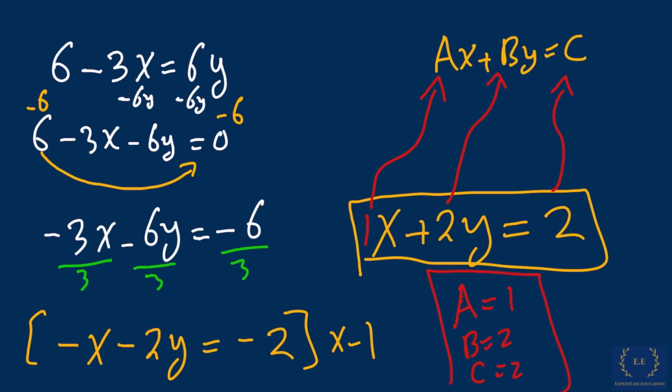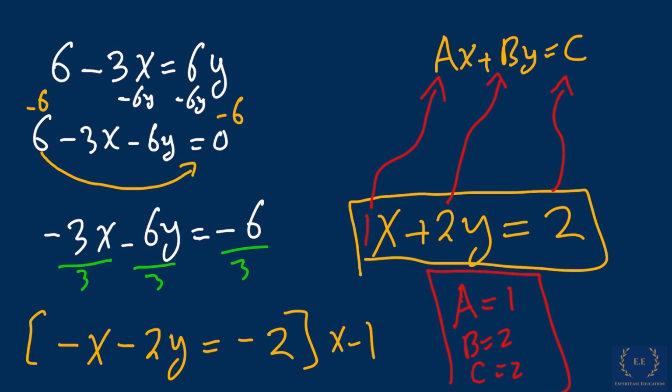Let's just simply recap the steps. I had 6 minus 3x equals 6y, and I wanted to put it in standard form. So what I've done is, I've taken the 6y to the left side, it became 6 minus 3x minus 6y. Then I've taken the 6 to the other side, it became minus 3x minus 6y equals minus 6. Divided by 3 to simplify it. Always keep this in mind. If you are able to simplify, go for it.